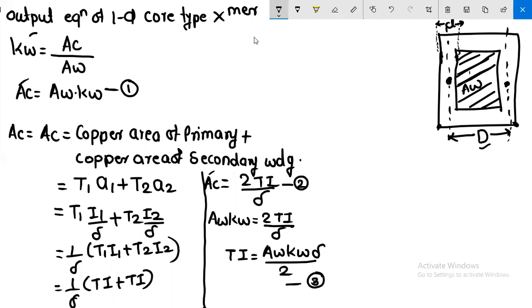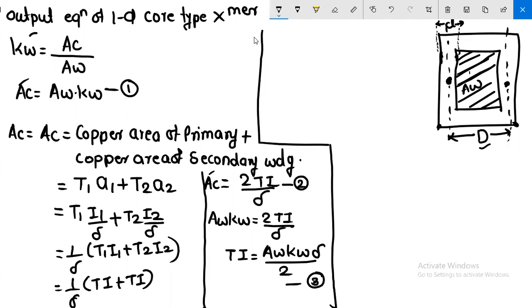So what is my equation number 1? We found the copper area with the definition of window space factor. It is the ratio of copper area to the total window area, which is AC divided by AW. Then by taking the reference of primary and secondary winding, we found the value of AC. That is equation number 2. And now by taking the reference of equation number 1 and equation number 2, we found equation number 3. Now see, these are the basic things required whenever we derive the equation.